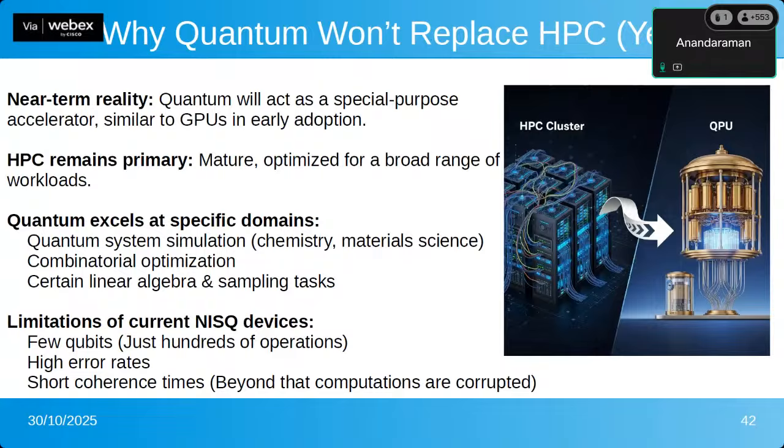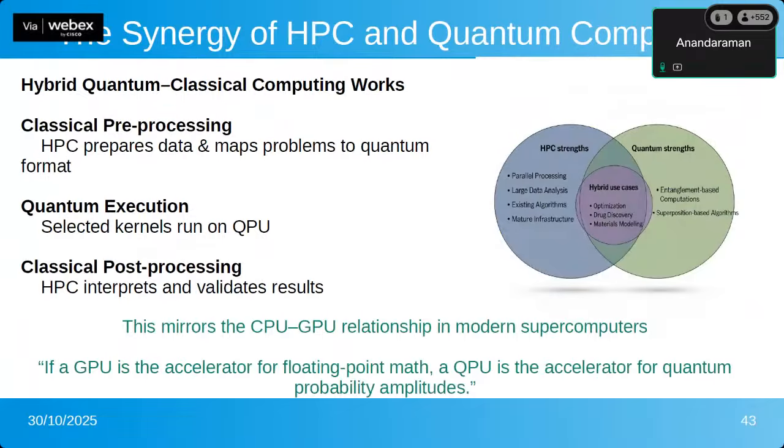So HPC remains primary, mature, optimized for a broad range of workloads. Already tested code, tested interconnect, everything is there in HPC. A little part of the work we can offload to the QPU and get the speedup. HPC prepares data and maps the problem to quantum format. Then the quantum execution selected kernel runs on the QPU.